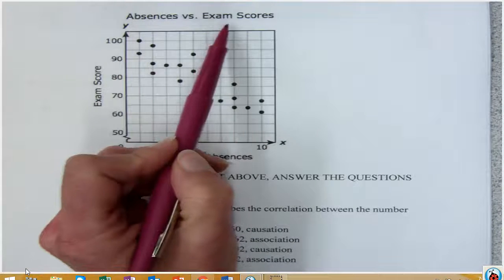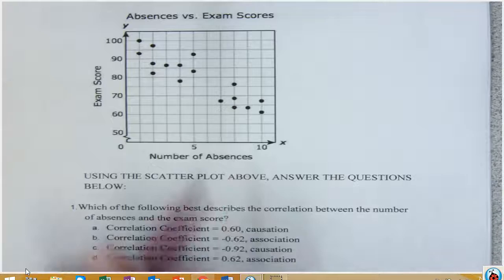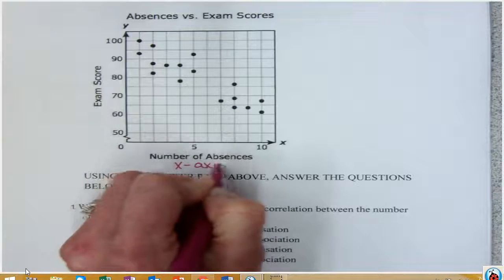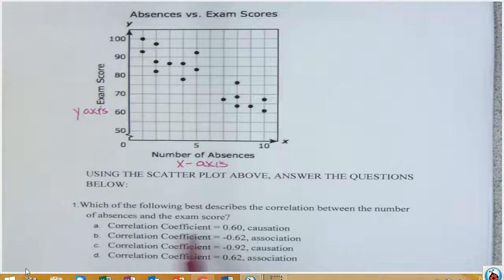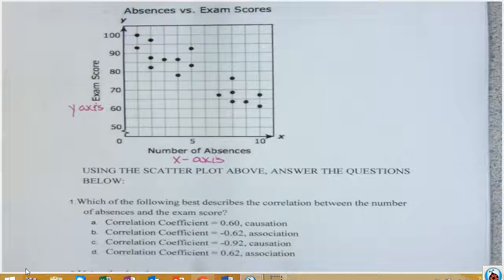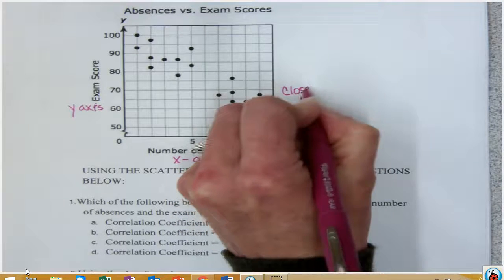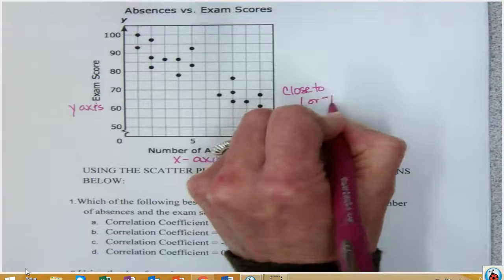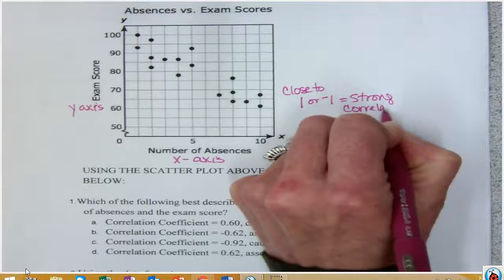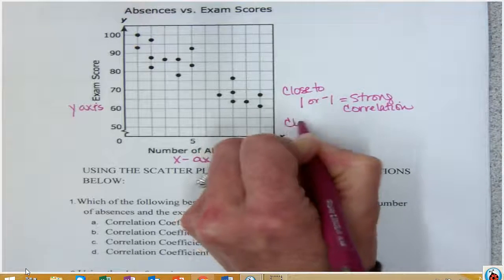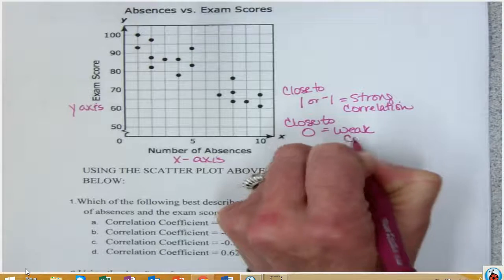So we have absences versus exam scores. We have your number of absences on your x-axis, your exam score on your y-axis, and we're asked for the correlation coefficient. And one thing we need to know is when it's close to 1 or -1, that's a strong correlation. When it's close to 0, that's a weak correlation.